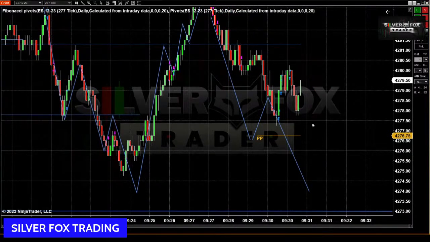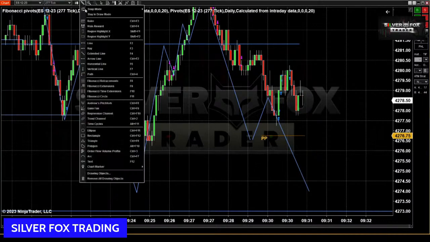Okay, so there's a little push here. Just look at the pattern. Price comes down, price runs up. So price is going to come to the pivot. This is your target right here. Pivot is your target.